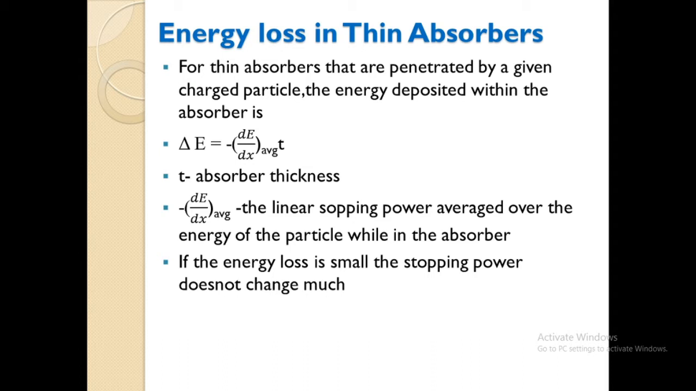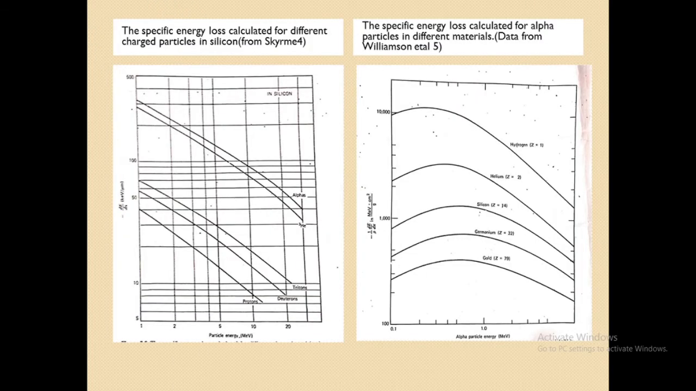When the energy loss is small, this stopping power does not change much. The graphs for such materials were discussed in our previous classes. The specific energy loss calculated for different charged particles in silicon is given in the first plot, and the specific energy loss calculated for alpha particles in different materials is given in the second plot.